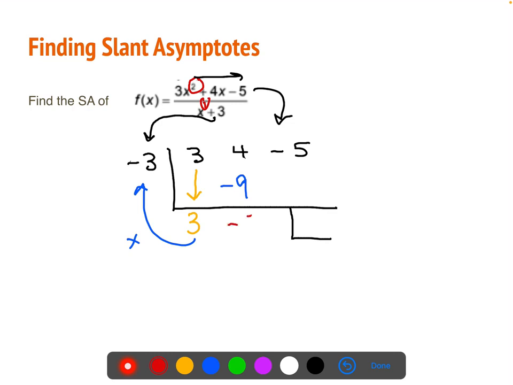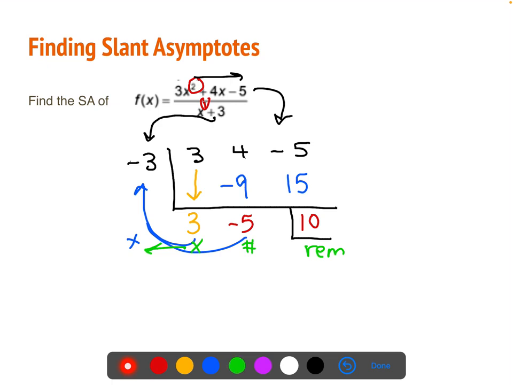So multiply by the outside. 3 times negative 3 is negative 9. And then add the column. 4 and negative 9 make negative 5. Multiply again. Negative 5 times negative 3 is 15. Add the column. Negative 5 plus 15 is 10.